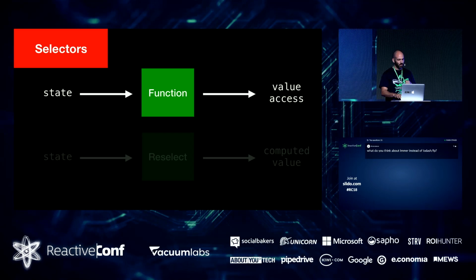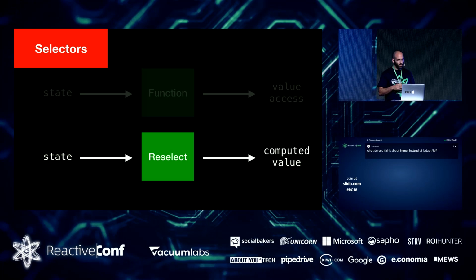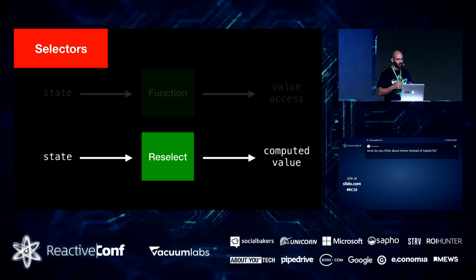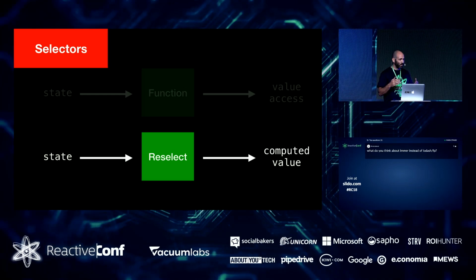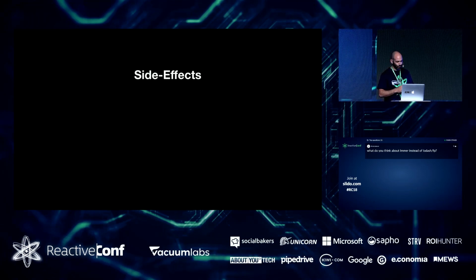If we just need simple access to the store, we use plain functions. And only if we need some kind of computed value like filters, aggregated values, transformations, then we use the reselect library that caches the value of the selector.